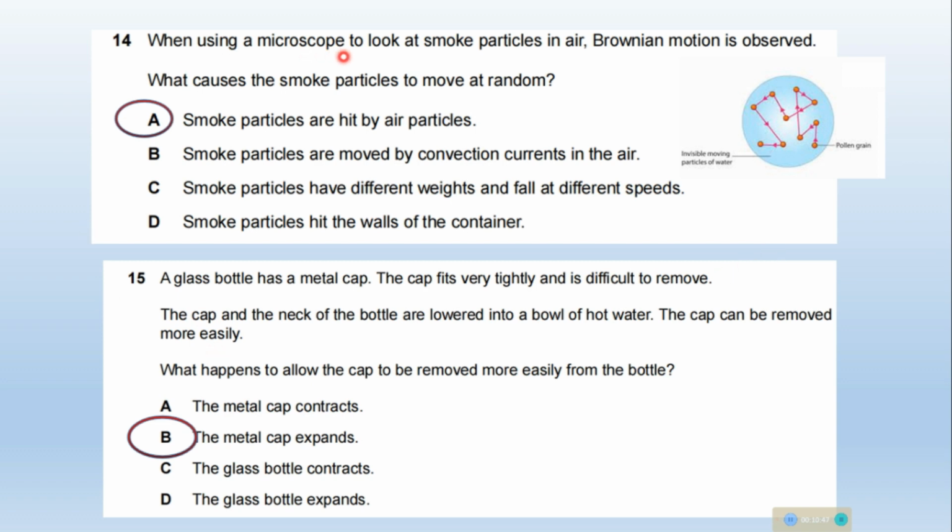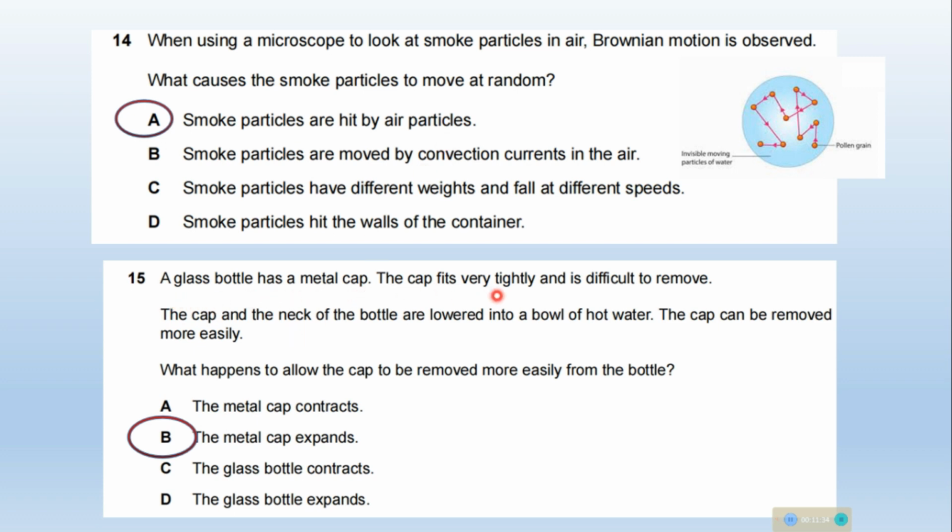When using a microscope to look at smoke particles in air, Brownian motion is observed. What causes the smoke particles to move at random? Brownian motion is the random motion of a particle, and this random motion is a result of collisions between the particle and the surrounding molecules. So smoke particles are hit by the air particles. Option A is right.